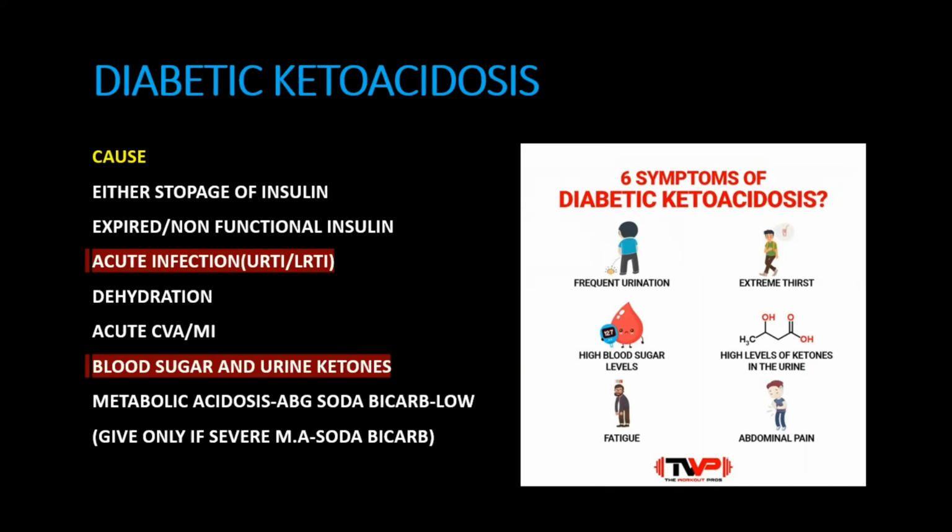Symptoms of diabetic ketosis: frequent urination, extreme thirst, abdominal pain, fatigue, nausea and vomiting. In blood there is raised blood sugar level, and in urine there are high levels of ketones. It may further lead to metabolic acidosis, in which ABG shows low soda bicarb levels, and we should give soda bicarb only if the patient has severe metabolic acidosis.